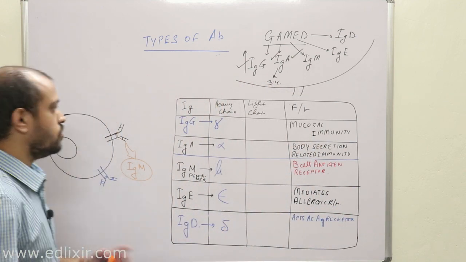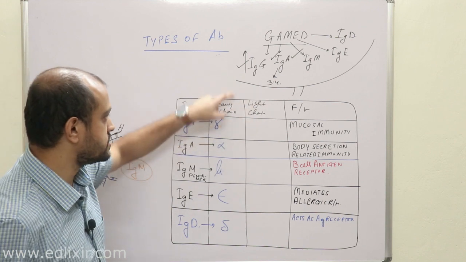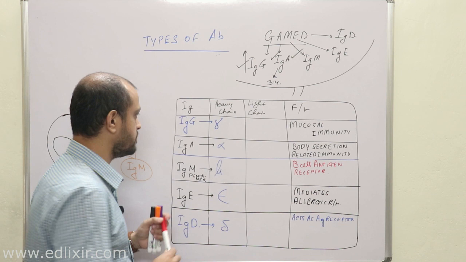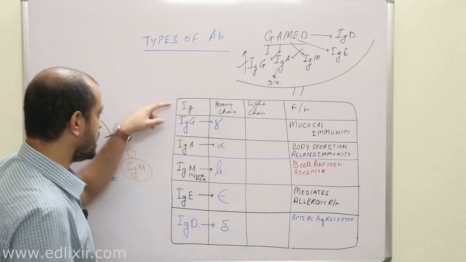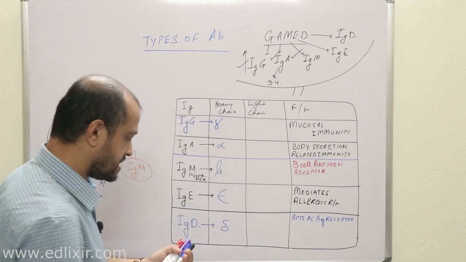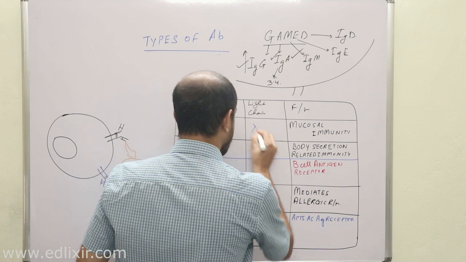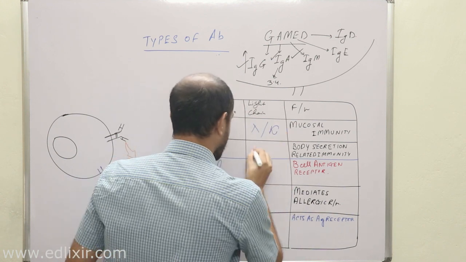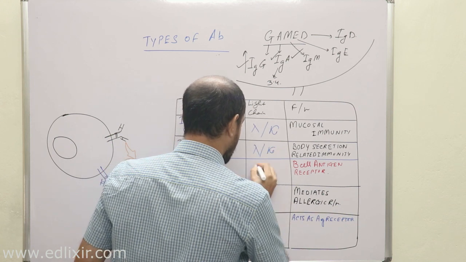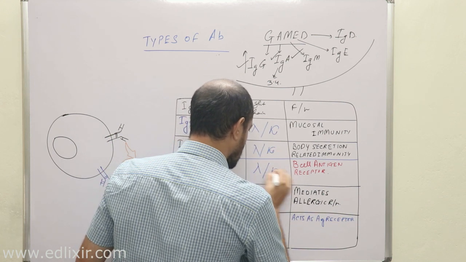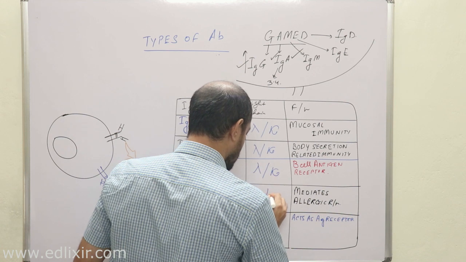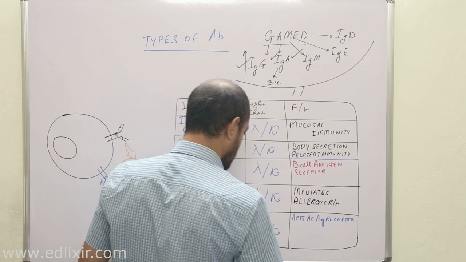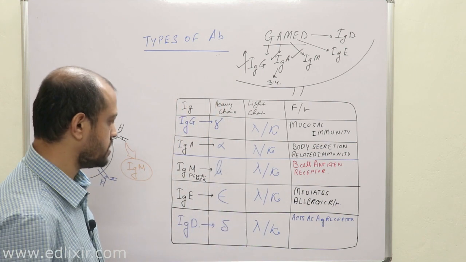Now, I told you at first that we will talk about light chains later, because you must remember this for your entire life. In every immunoglobulin, the light chain can be lambda or kappa. Lambda or kappa. Clear? Now a very important point you need to understand.